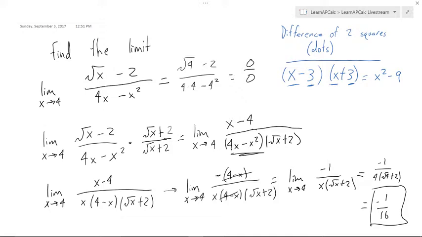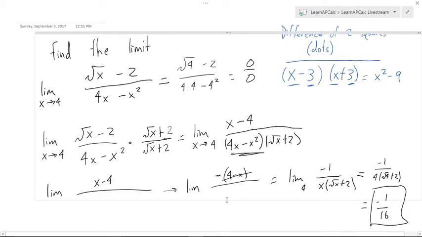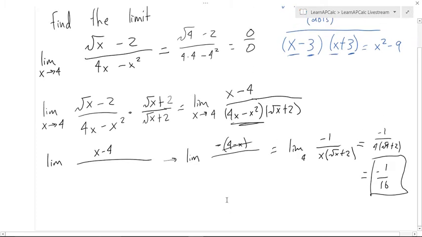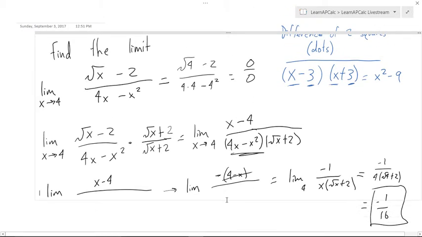How do you convert y equals 3 over x to polar? Okay, good question. Let me get some more space here. That's not what I wanted to do. Okay.